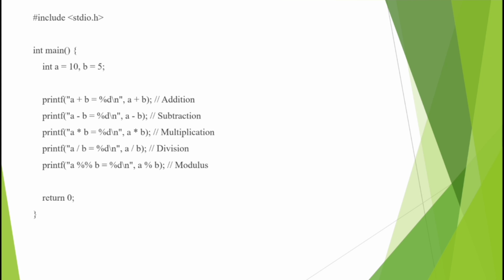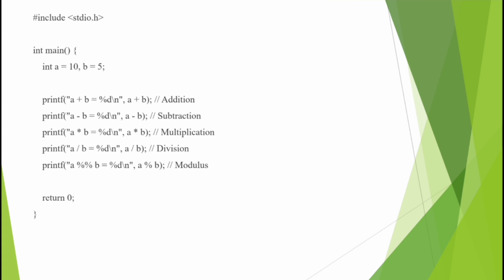In the first line we are including a header file and then the main function, and then here we are declaring two variables and assigning values to the two variables called a and b. Here a is equal to 10 and b is equal to 5. And then next we are printing the values. In the first printf we are using the addition operator, a plus b. So here a is 10 and b is 5, both the values get added and then it will be printed.